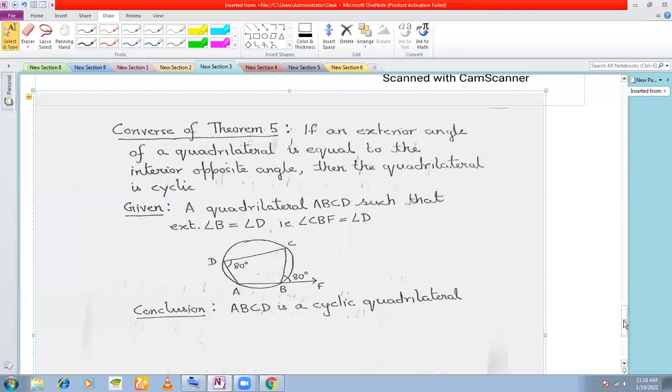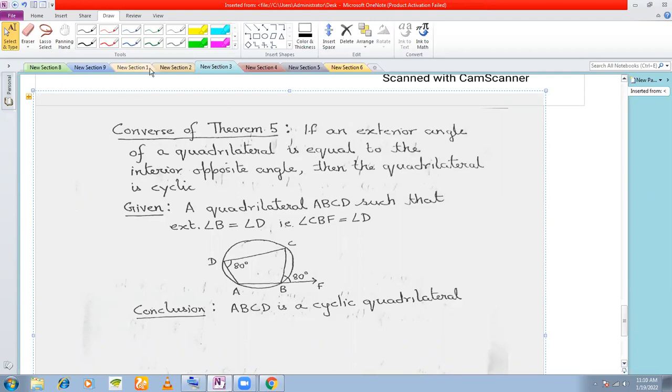we were saying that if a quadrilateral is given to be cyclic, then we can say exterior angle is equal to interior opposite angle. But in the converse, we are just interchanging the given and the conclusion. That is, if it is given to you that exterior angle is equal to one of its interior opposite angles, then you can conveniently say that it is a cyclic quadrilateral. Okay, that is what the converse of this is.